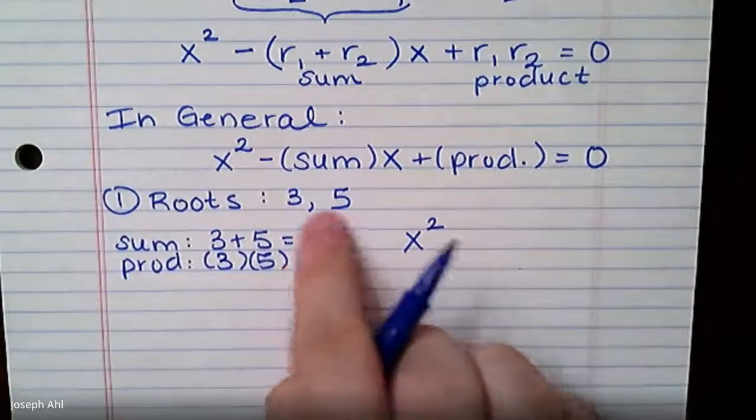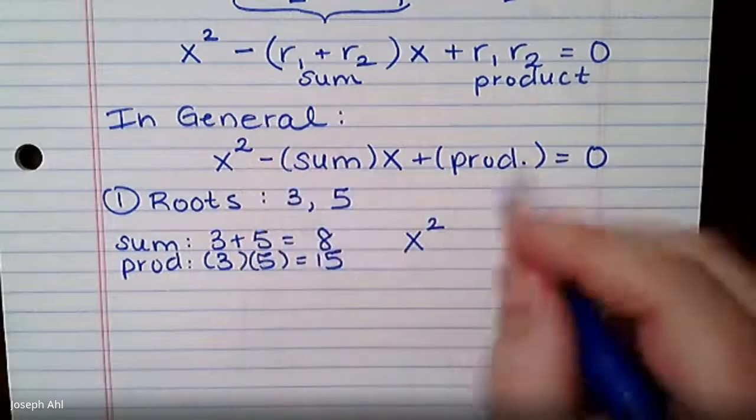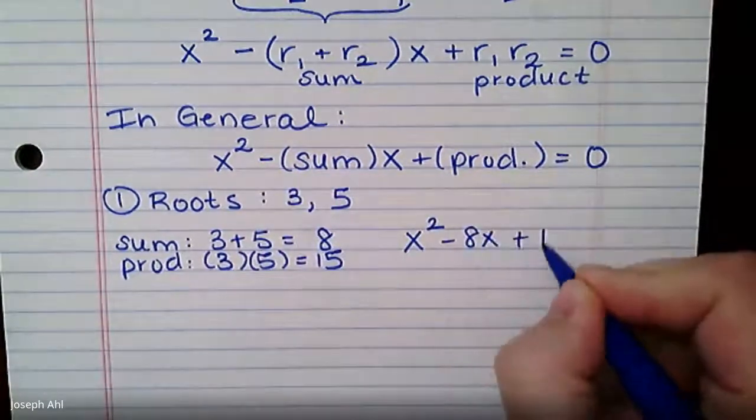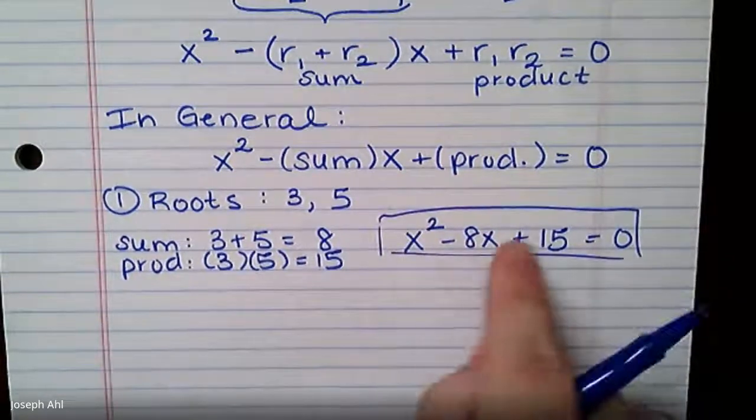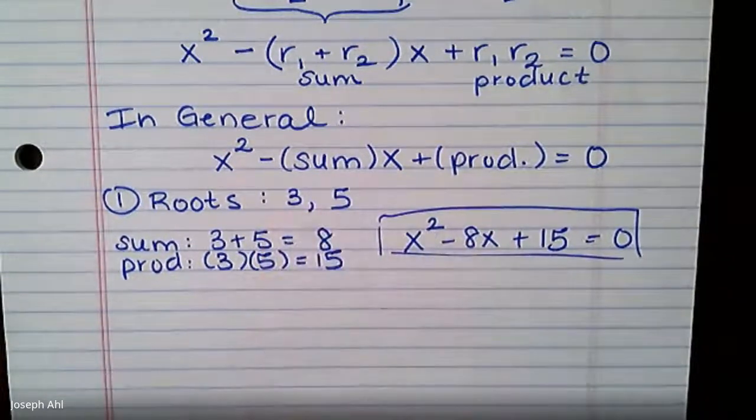We're going to change the sign of the sum. It's the opposite sign of the sum. So it's minus 8x plus 15 is equal to 0. This quadratic has these two roots, 3 and 5. And if you don't believe me, there's a couple things you could do.